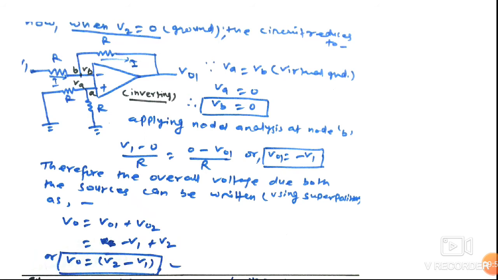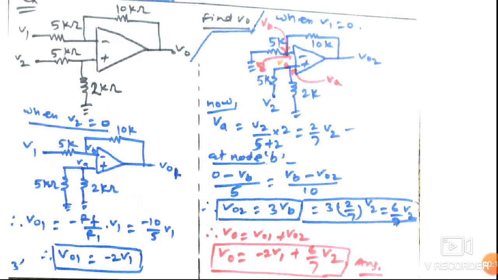Therefore we can calculate the overall voltage, that is the total voltage due to both the sources, V1 source and V2 source. So we can write the total output voltage V0 is equal to V01 plus V02, that is equal to minus V1 plus V2. So we can write V0 is equal to V2 minus V1. That is the algebraic sum. Now based on this we can take one example here. So this is the example.